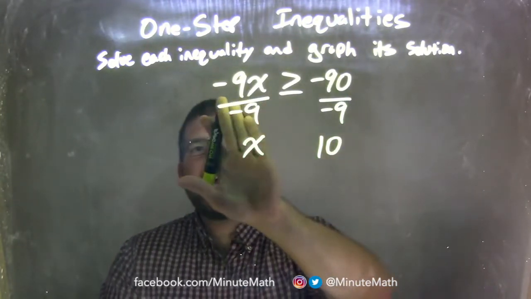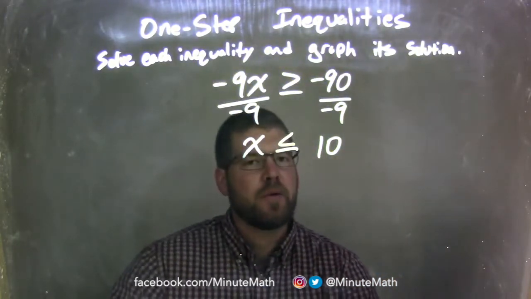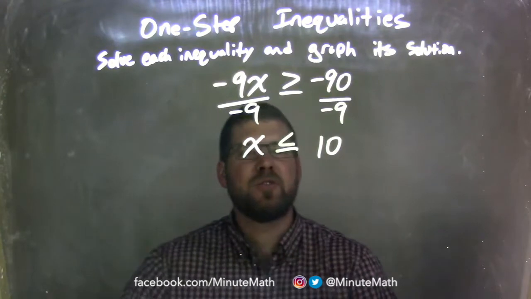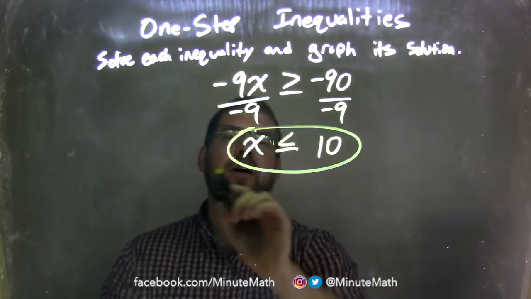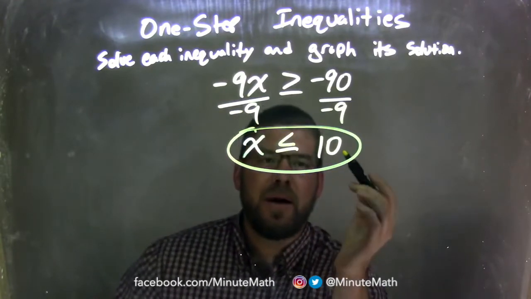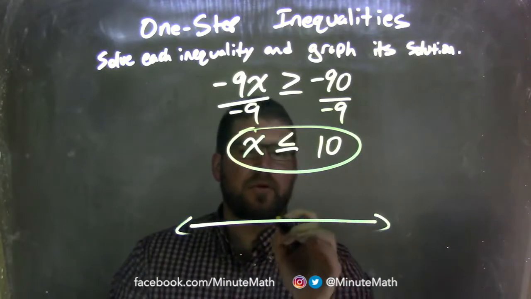But since I divided by a negative over inequality, I need to flip the inequality. So my greater than or equal to sign turns into a less than or equal to sign. So now x is isolated here. I have x is less than or equal to a positive 10. I need to graph that. So kind of a short graph, but it's okay.